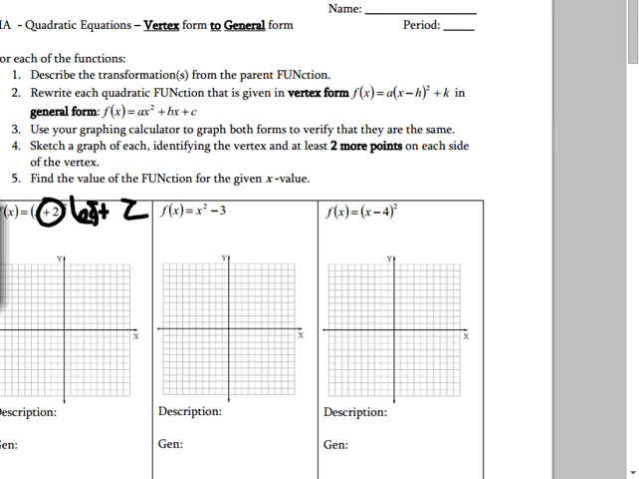Okay, I did number 1. Rewrite it in vertex form. Well, it is. This one is in vertex form. Can you see if I just add plus 0 to the end of it, that this thing is in vertex form?